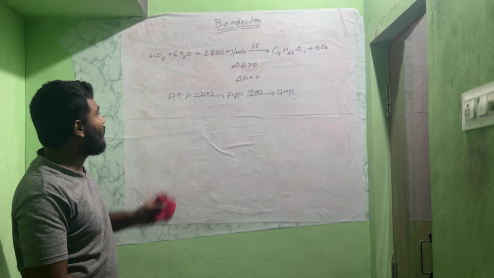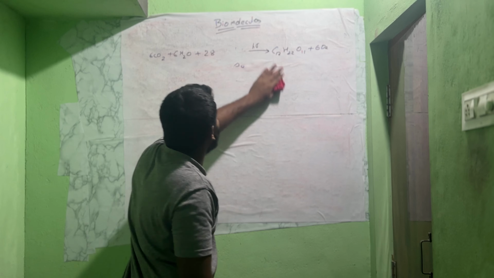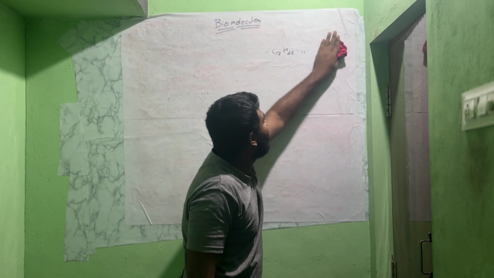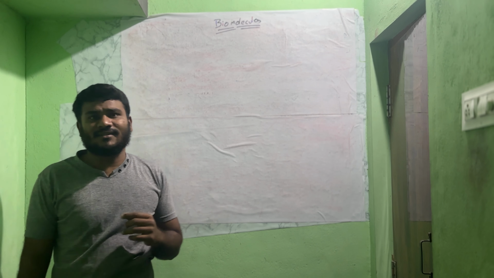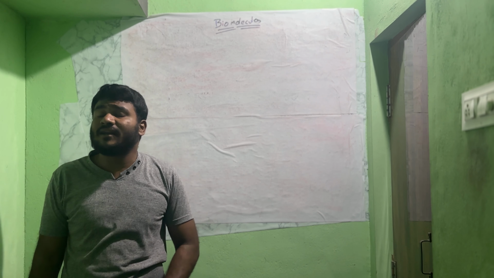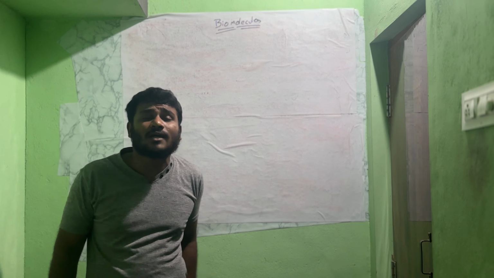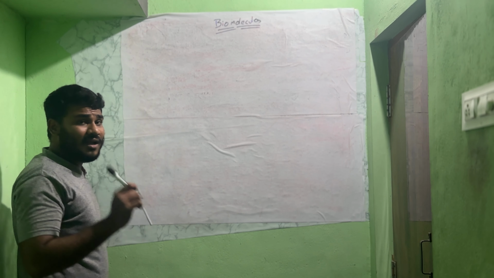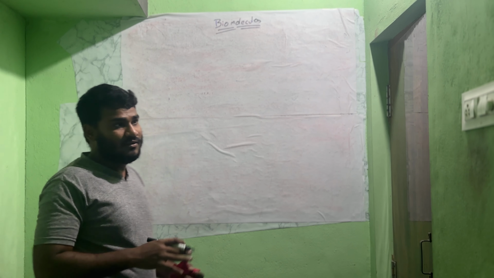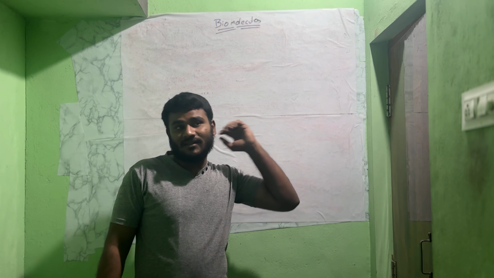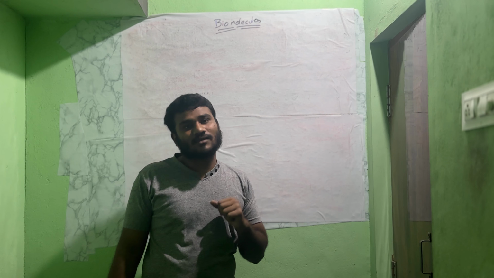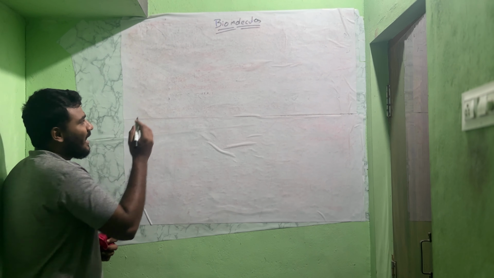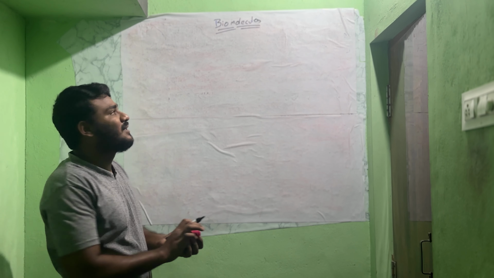Now we will see how carbohydrates are classified. In olden days, carbon hydrated compounds were known as carbohydrates. This was their definition of carbohydrate: carbon hydrated compounds are known as carbohydrates.